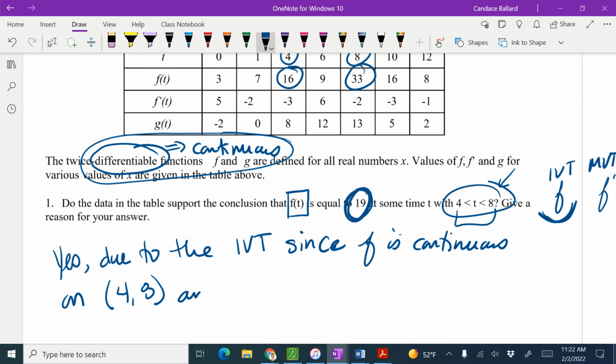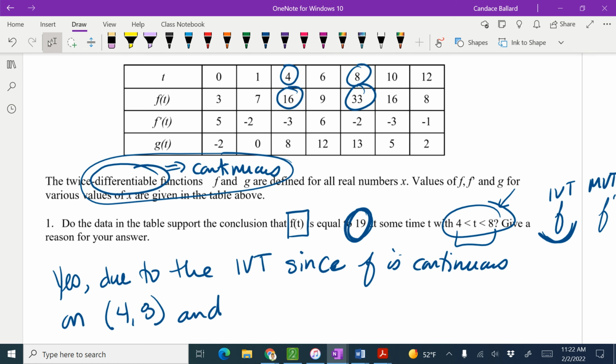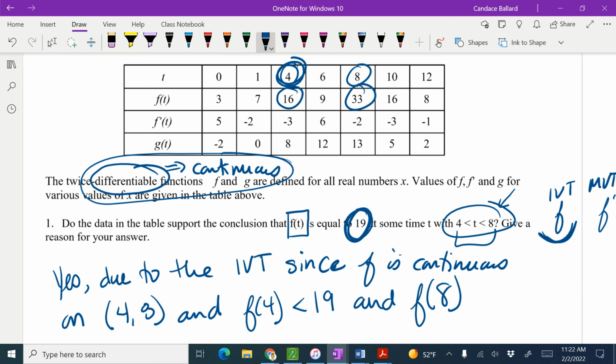All right, and then I need to talk about the information I got out of my table. Okay, so I basically want to show that my values are either less than or greater than the number they wanted. So we know that f of 4 is f of 4 bigger than 19 or smaller than 19? Smaller. So we would write less than 19. And f of 8 was my other value, right? Is that bigger than 19 or smaller than 19? Bigger. So greater than 19.